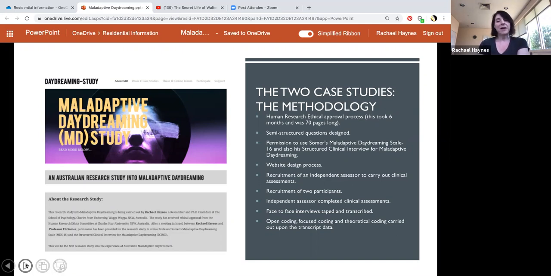Then the methodology continued with me developing a website about the study, and the website can be seen on the left of the slide here. It involved information about the research study, about me as a researcher, and about my supervisors. It was an expression of interest website that was shared on some of the Maladaptive Daydreaming forums, and people filled in the expression of interest, and then the independent assessor contacted them to recruit 2 participants who met the criteria.